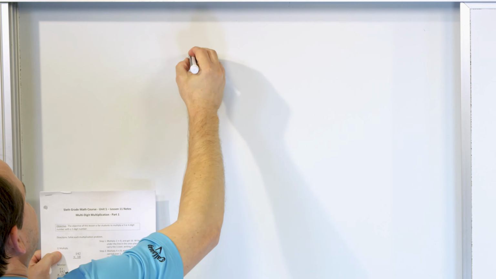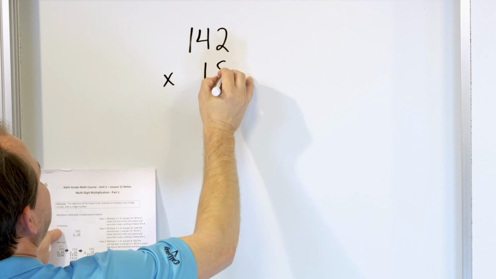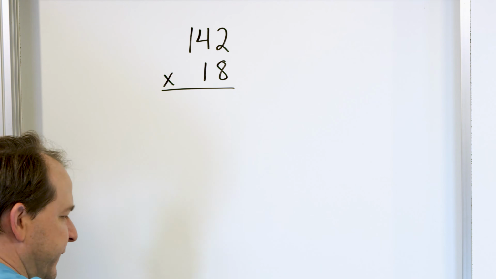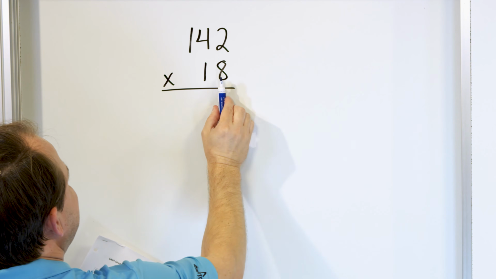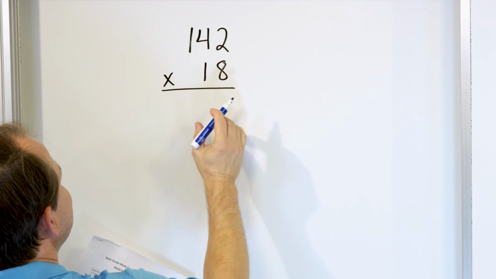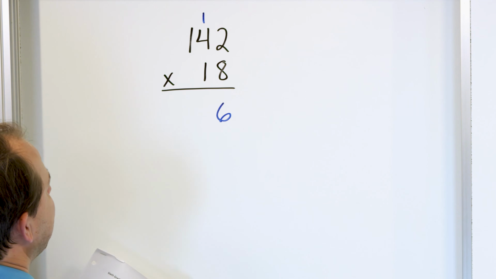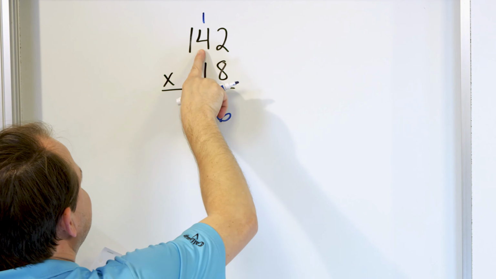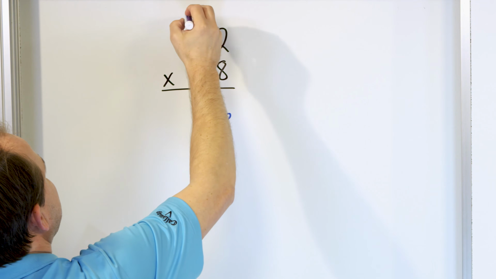First problem, let's say it's 142 and we're going to multiply that times 18. How do we approach all of these problems? You always start with the right-hand digit in the bottom, 8, and we multiply. 8 times 2 is 16, so we write a 6, carry the 1. All right? Then 8 times 4 is 32. One more is 33. 3, carry the 3 there.